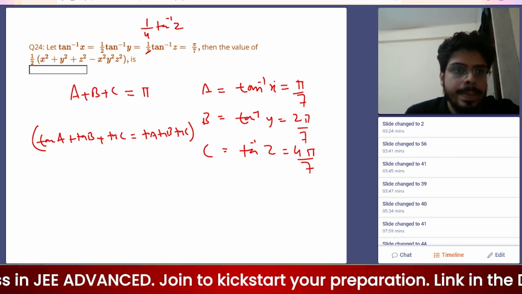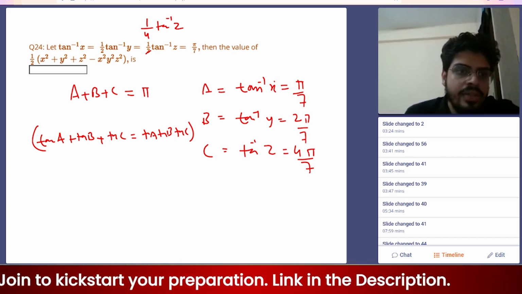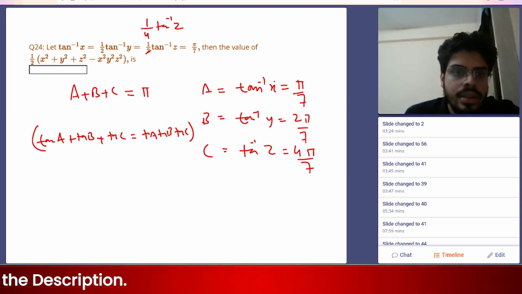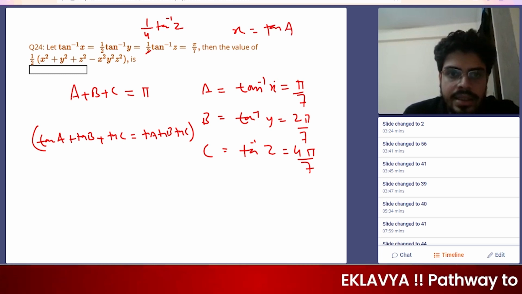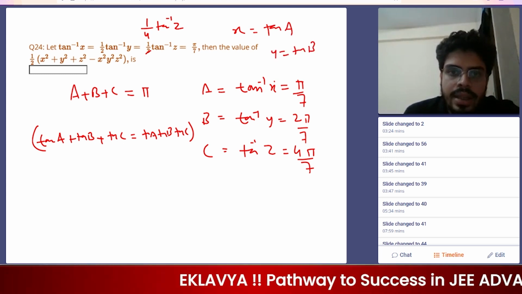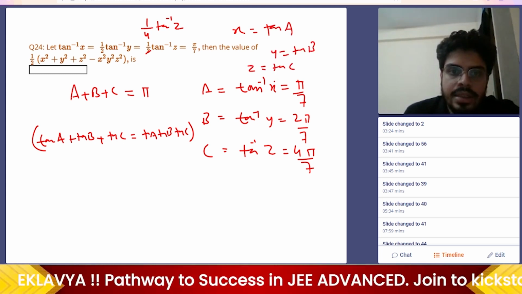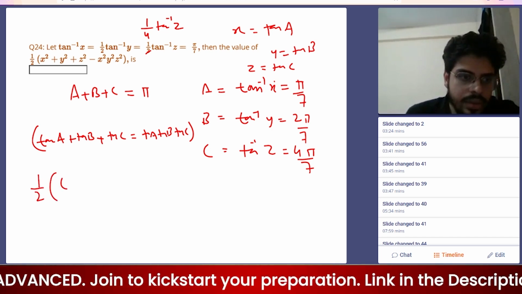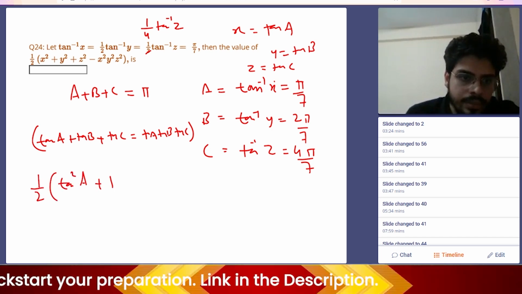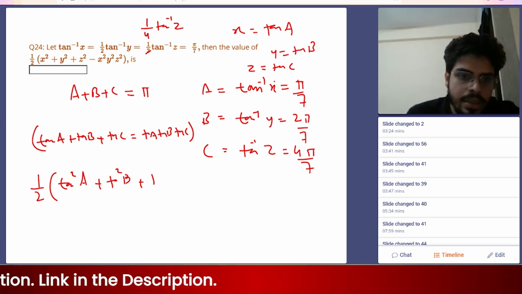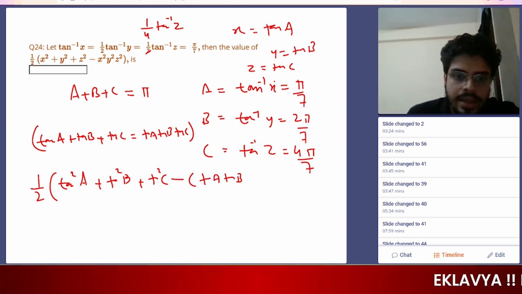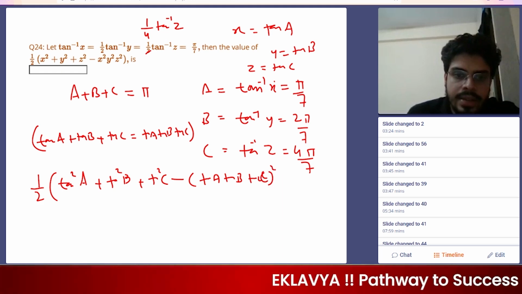Okay. So we have to find this thing, half (x² + y² + z²) minus (x² + y² z²). So x you can write as tan A, y you can write as tan B, and z you can write as tan C. So substituting here, I'll get half (tan²A + tan²B + tan²C) minus (tan A tan B tan C)².